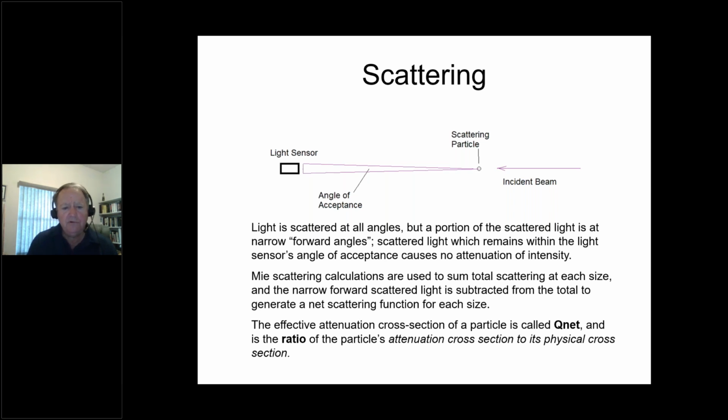The larger the particles become, the more the forward scattered light is important, and a significant fraction of scattered light still reaches the detector when the particles are very large. There is a parameter called Qnet, and that is the ratio of the particles' attenuation cross-section compared to its physical cross-section. Physical cross-section is just a circle, but the attenuation cross-section can be larger or smaller than the circle that represents the particle.